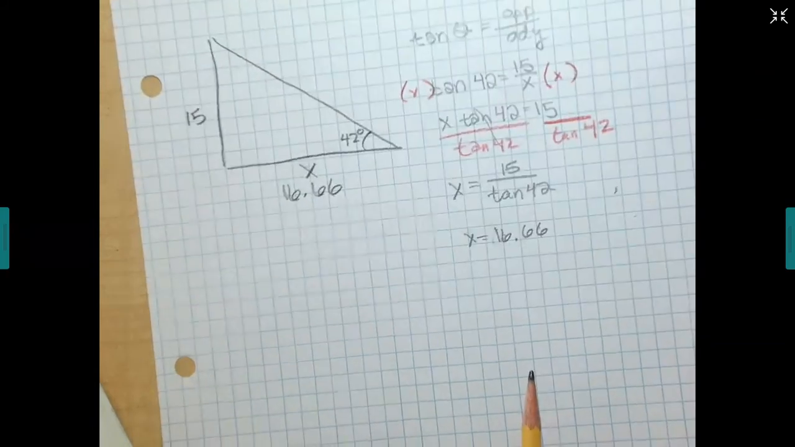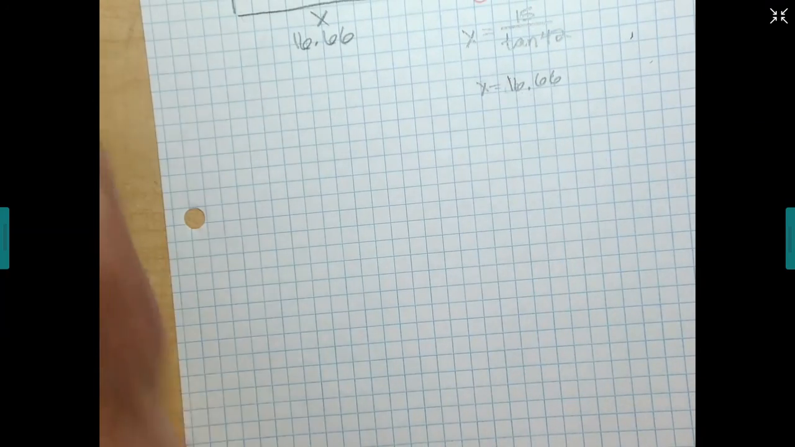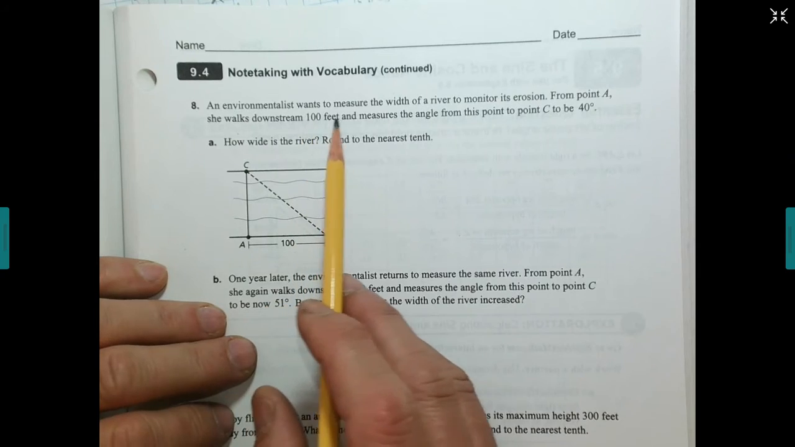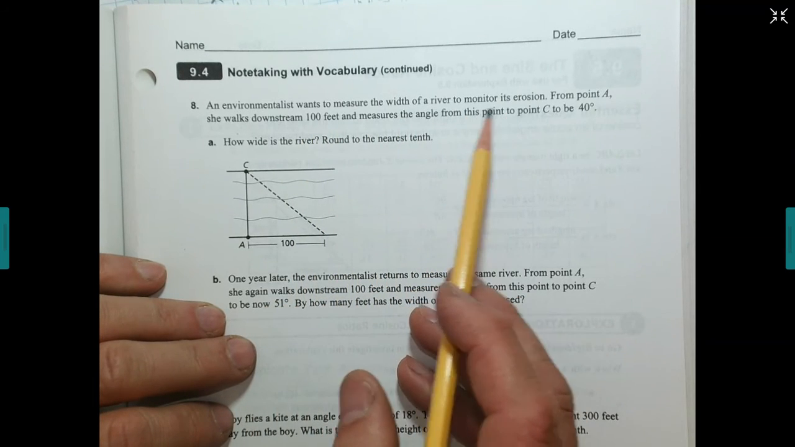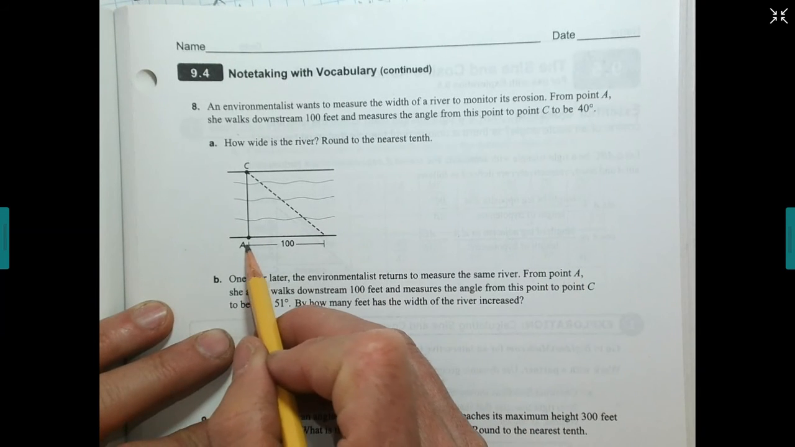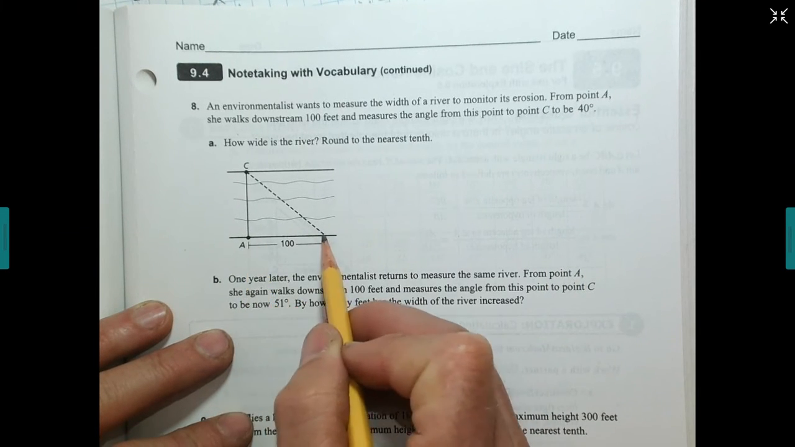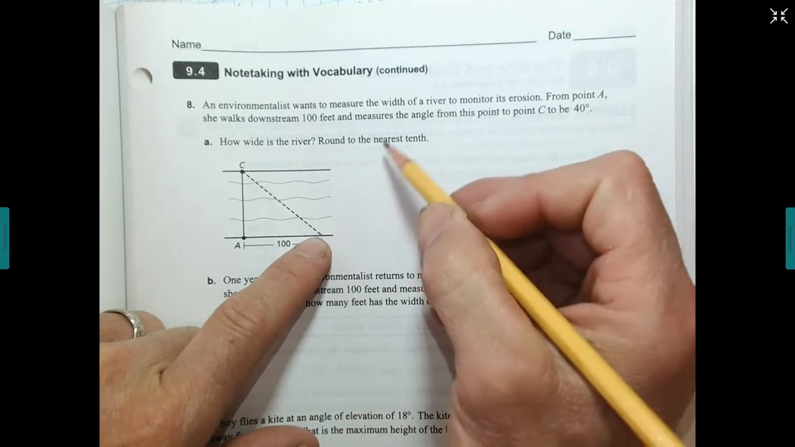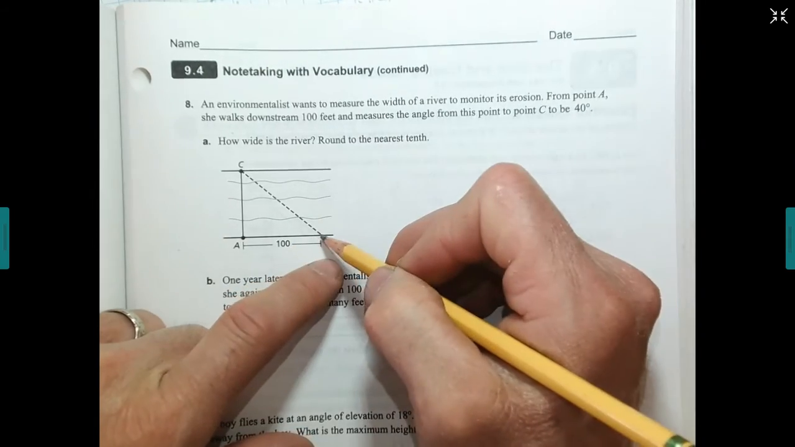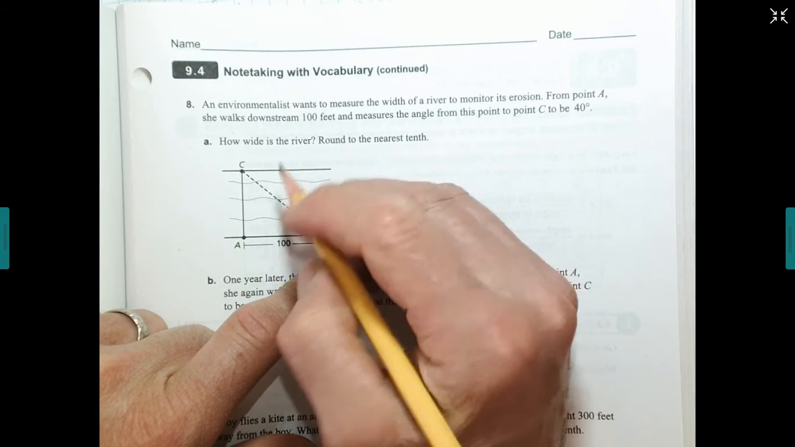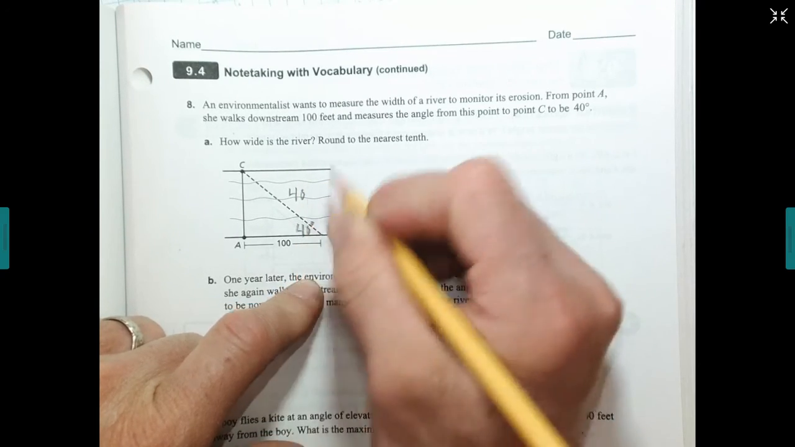For the likes of number 8, let's check out number 8 because you have some word problems on here. Number 8: an environmentalist walks to measure the width of a river. It's monitoring of a river to monitor its erosion. From point A, here's point A, she walks 100 feet downstream. From there, she measures the angle from this point to point C, which is 40 degrees.